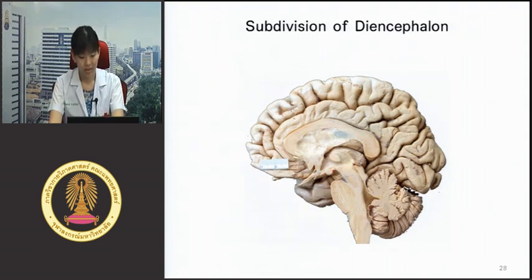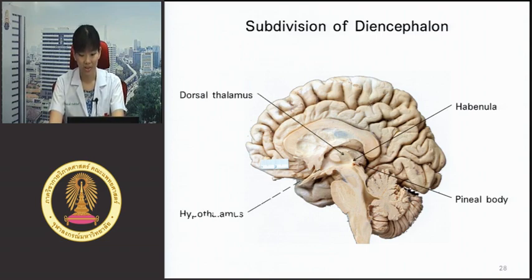The diencephalon is composed of habenula, pineal body, dorsal thalamus, and hypothalamus. The dorsal thalamus is separated from the hypothalamus by the hypothalamic sulcus.